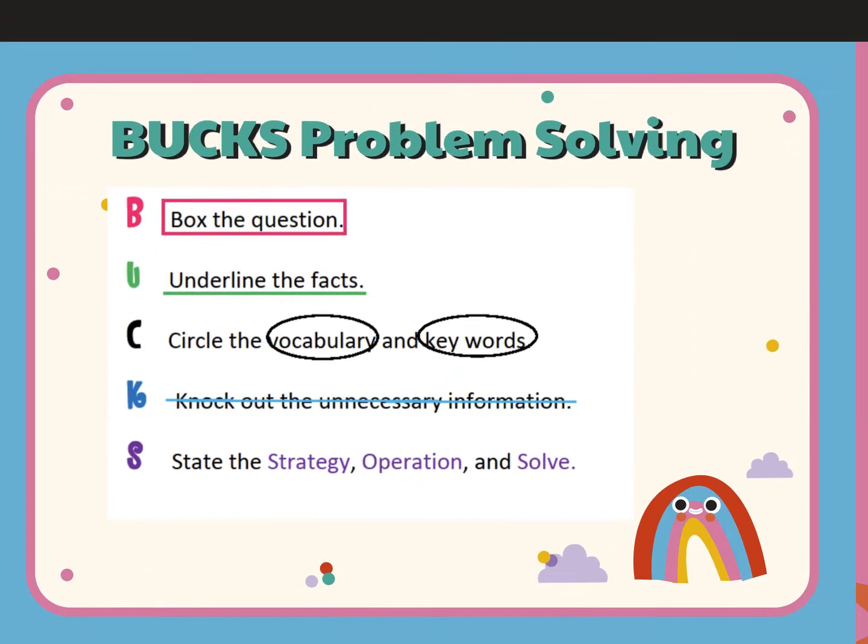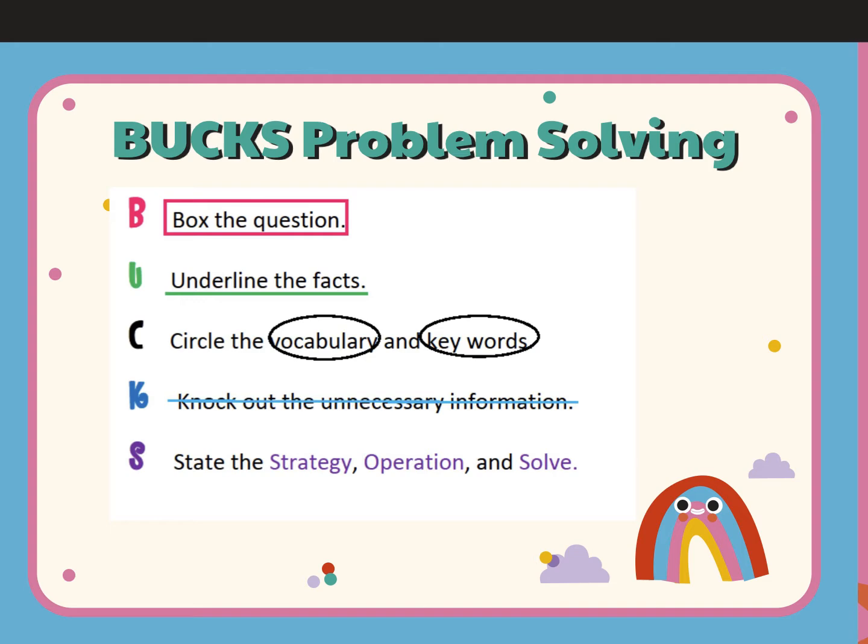All right, but before we get into the word problem, let's talk about the BUCKS problem solving system. So BUCKS. Anytime we're looking at a word problem, after we read it, we want to first box the question, what we are looking for, what we're trying to answer. Underline those key facts that we need. C is actually circle the vocabulary.